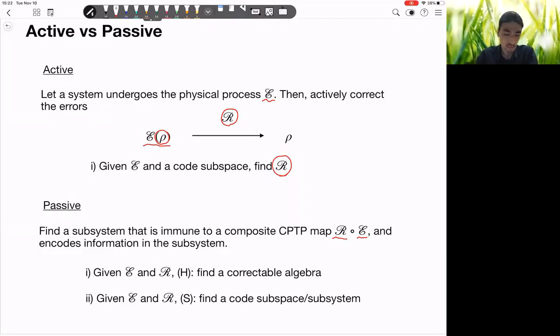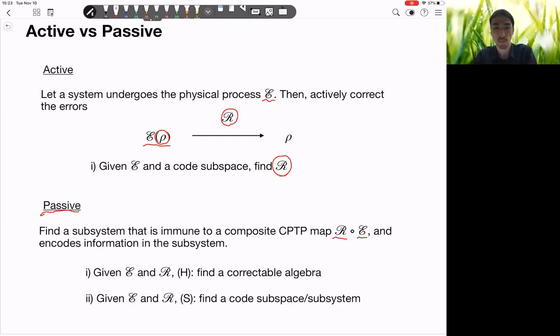As the name suggests, first we want to find a subsystem that is immune to this CPTP map. And if we can encode the information in that subsystem, then this CPTP map does nothing to that system anyway, before and after the process. So that's why we don't even have to correct the errors, because the error doesn't happen to the system. That's the basic idea of passive quantum error correction.